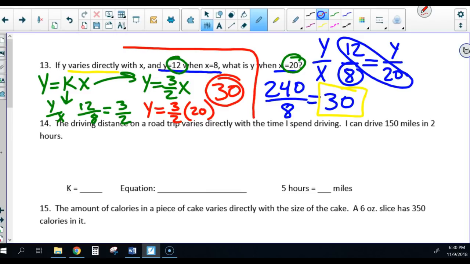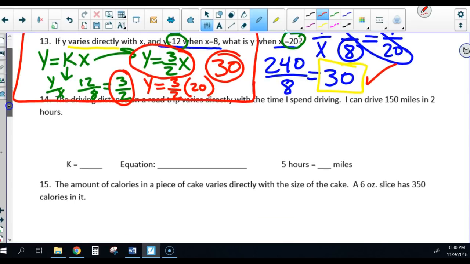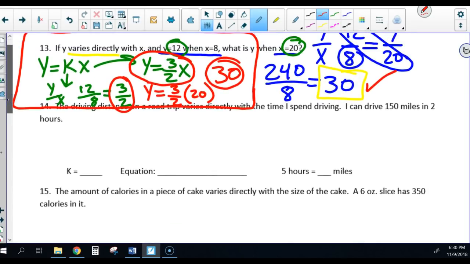This way is a little more work, but it also gives you a more full answer. It gives you the equation, which is y equals 3 over 2x. It gives you the k value, which is 3 over 2. So, depending on the question, there are other easier ways of doing it. They just want y. So, as long as you can get 30, you're good. The next few questions require a little more thought put in, though.